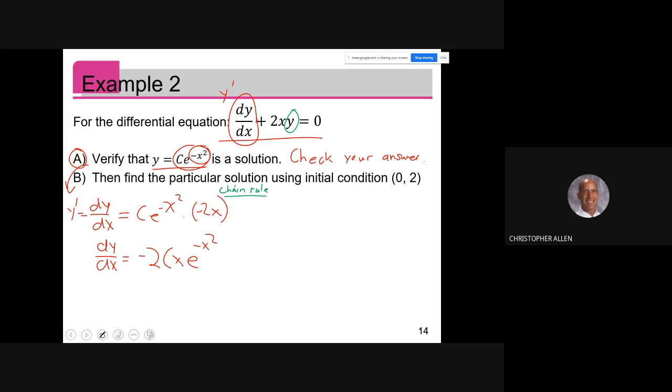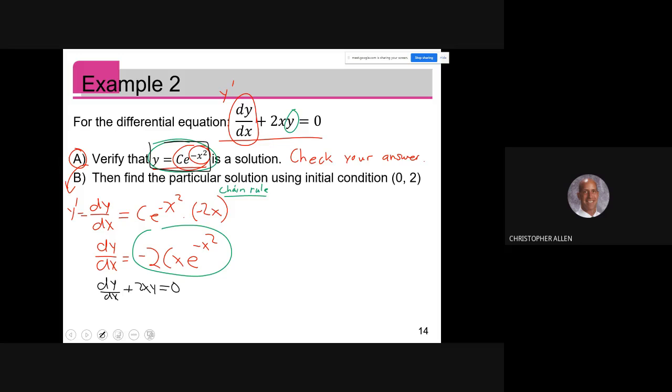Now, I also have to deal with y, but the good news is, what is y? Well, they already told us that. We needed that to get this derivative. So y is c e to the negative x squared. In other words, let's write the equation in black again: dy over dx plus 2xy equals 0. Is this going to be a solution? Well, the answer is yes. We just need to show that it is.